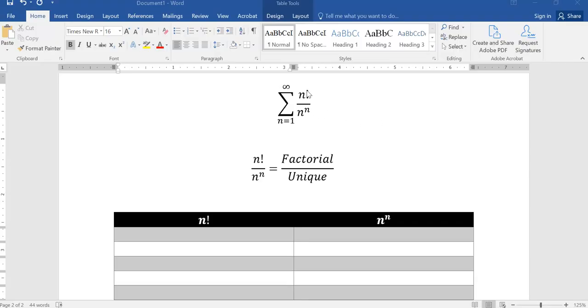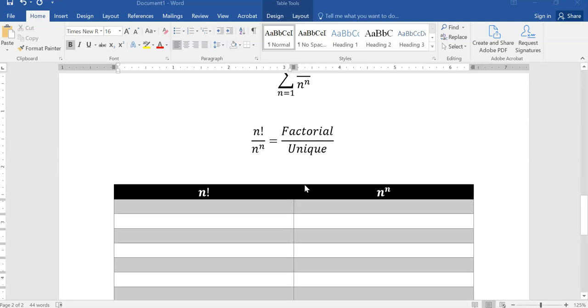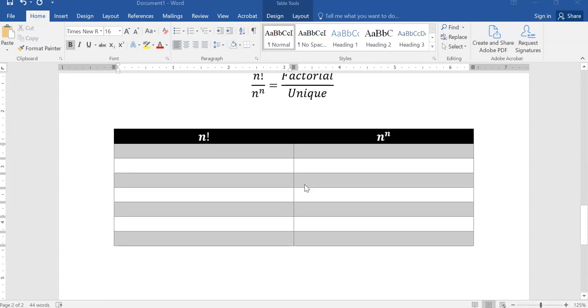Here's our series, the sum of n factorial over n to the nth power. Obviously, we've dealt with factorial before. This n to the nth power is unique in that we haven't really dealt with it before, so we don't know where it falls on our list. So whenever that happens, just draw a table and use some logic to figure out which one of these is the faster growth.